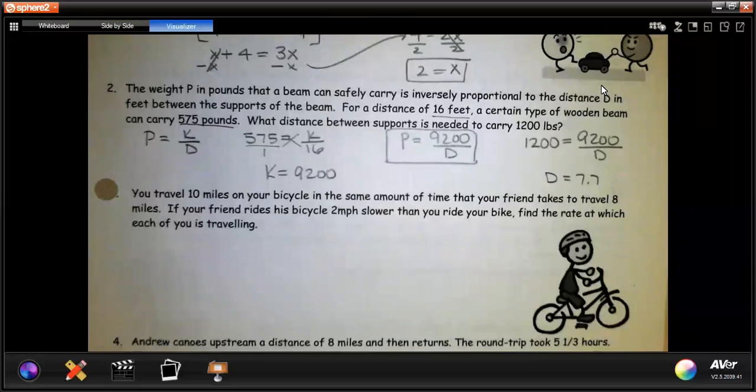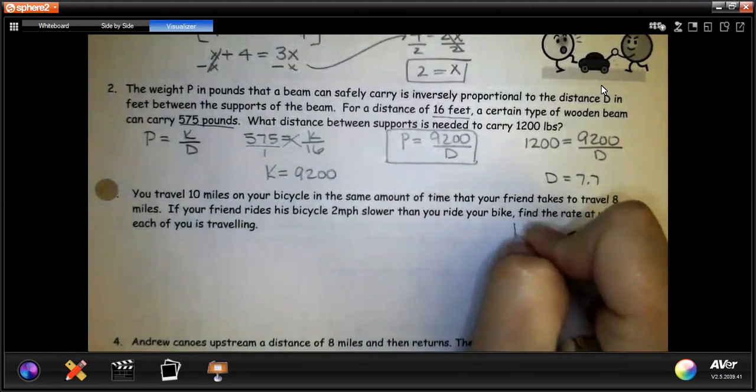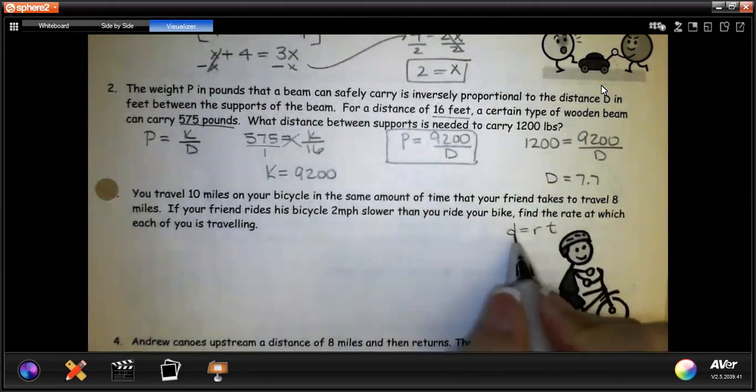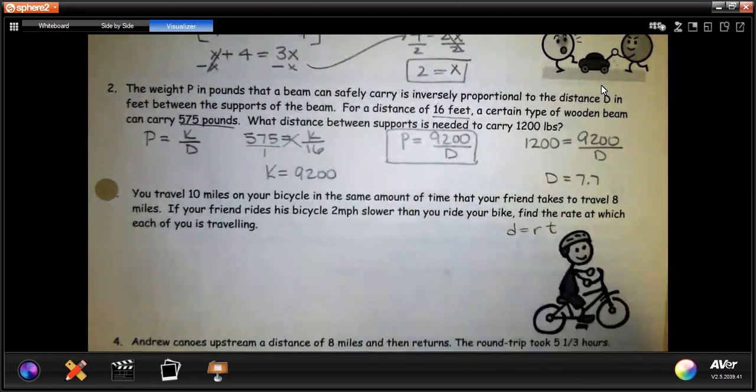All right, so number 3 here says you travel 10 miles on your bicycle in the same amount of time that your friends take to travel 8 miles. If your friend rides his bicycle 2 miles per hour slower than you ride your bike, find the rate at which each of you is traveling. All right, so there was an equation you should have learned. D equals R times T. So our distance is equal to our rate times time.